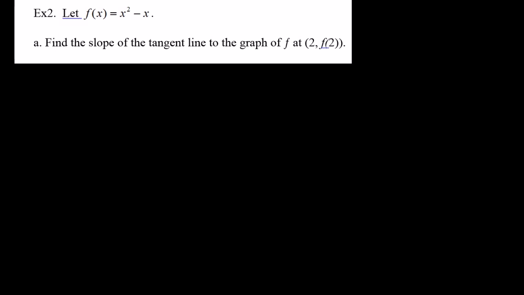I'm Mr. Hill, and we're continuing talking about limit definitions of tangent lines. So let's dive right into it. If we have a function f(x) = x squared minus x, and we want to find the slope of the tangent line of f at 2 comma f of 2, first we have to find our point. Our point is going to be 2, and f of 2 is 2 squared, which is 4, minus 2 is 2. So 2 comma 2 is our point.